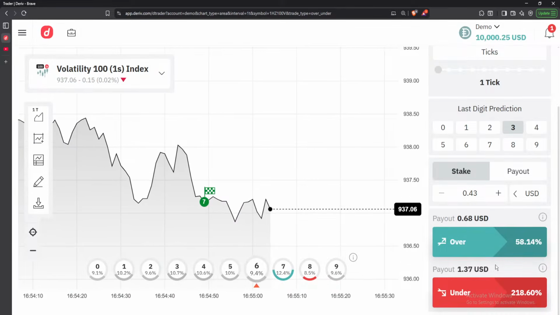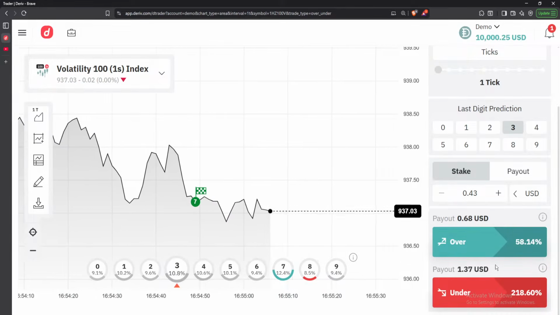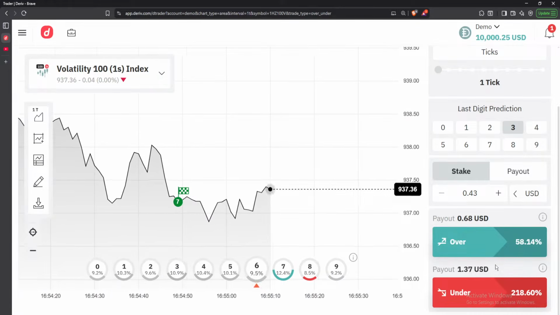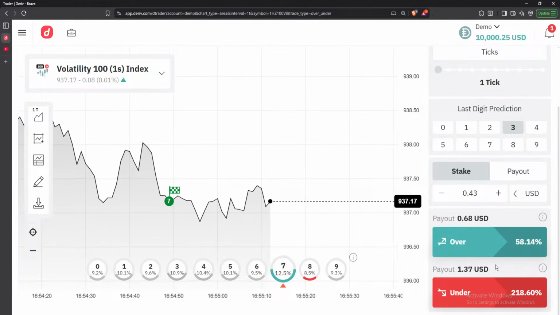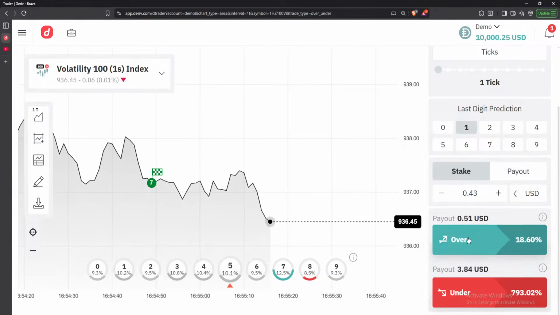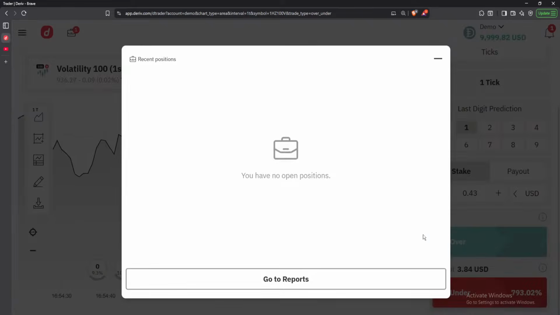Because in over 3, first of all, the risk you're facing is low and the profits are nice. Anytime you're getting a profit of more than 50%, that is really amazing. So anytime you're investing $1, let us try with $1, you will get 1.51. So you have gained 0.51.